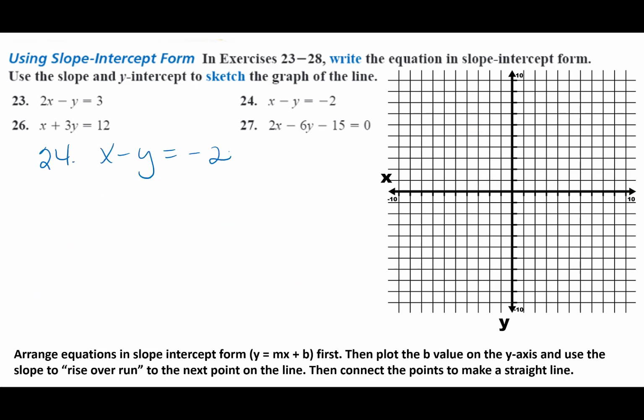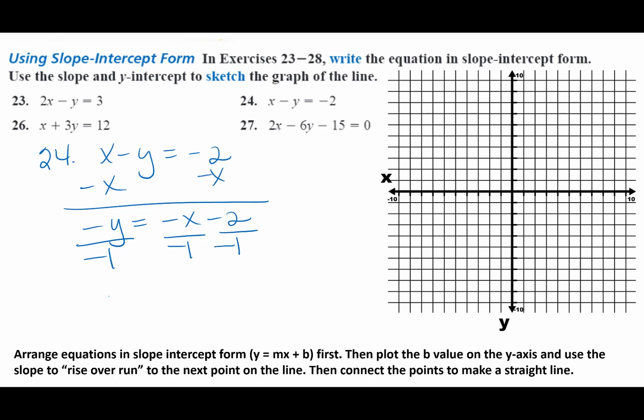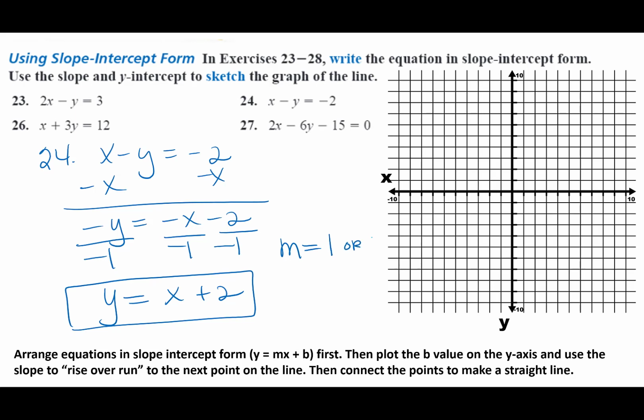24 is x minus y equals negative 2. First subtract x from both sides to get negative y equals negative x minus 2. Now divide all 3 parts by negative 1 to get the slope-intercept form of y equals x plus 2. That's part 1 of your answer. The slope is 1, or we can go ahead and say 1 over 1 for rise over run. The y-intercept is 0, positive 2.